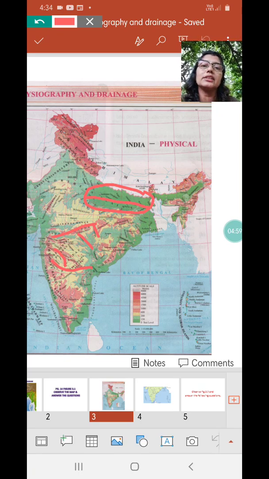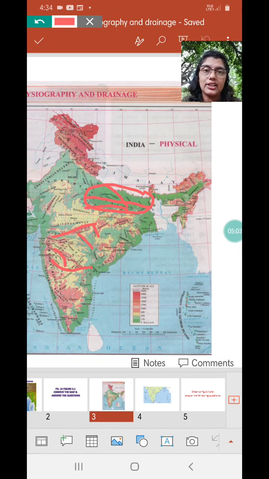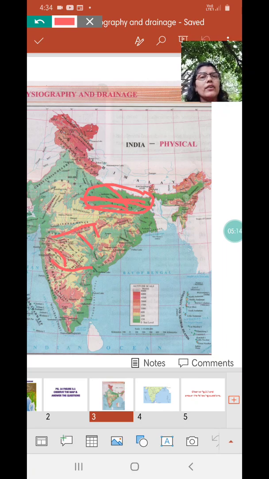All these rivers are flowing in the west to east direction, and therefore this region has a slope from west to east. You may call it the eastern slopes, or rather west to east. That will be a better description.